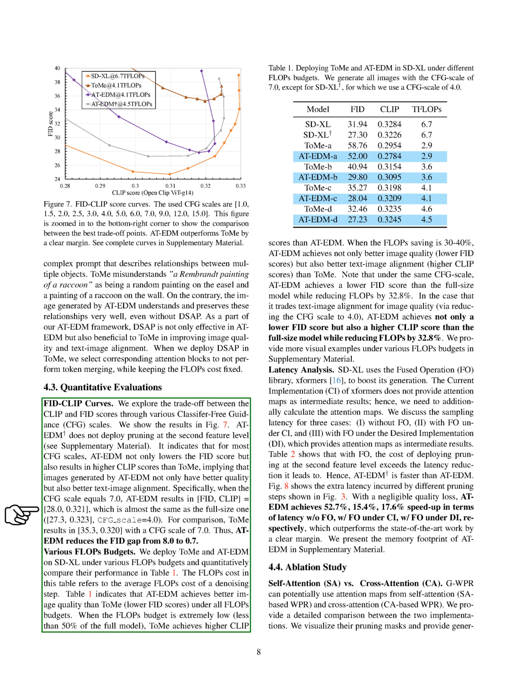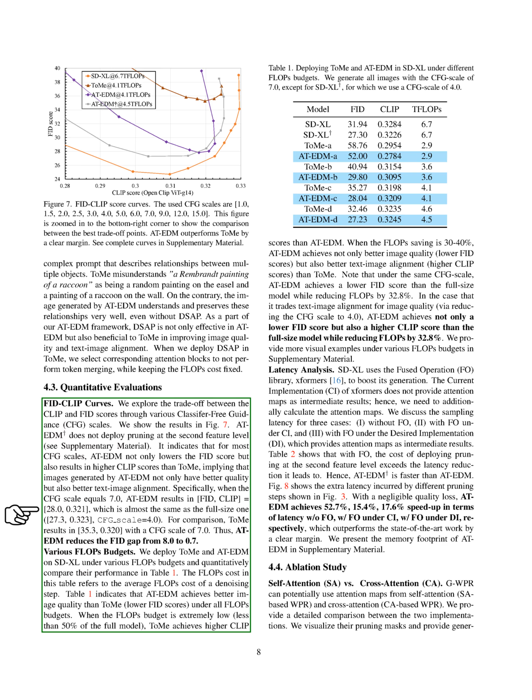We then compare TOME and AT-EDM on SDXL under various FLOPS budgets, as shown in the table. The FLOPS cost refers to the average cost of FLOPS for a denoising step. The table demonstrates that AT-EDM consistently outperforms TOME in image quality, lower FID scores, across all FLOPS budgets. Notably, when FLOPS are significantly reduced, less than 50% of the full model, TOME achieves higher clip scores than AT-EDM.